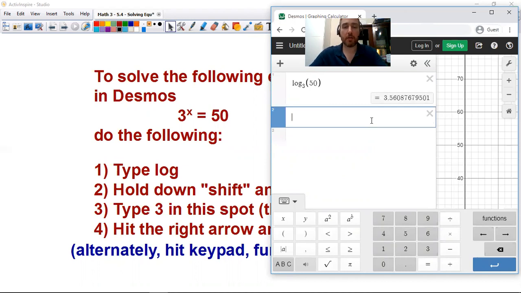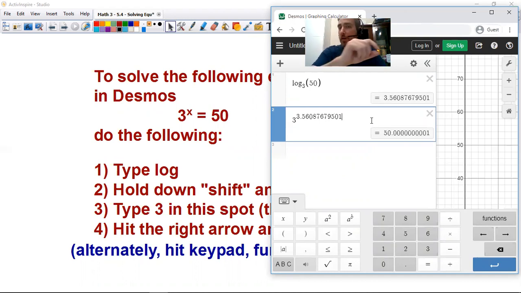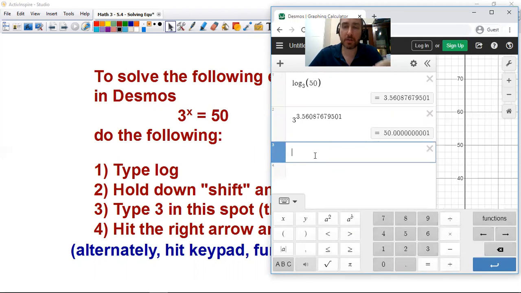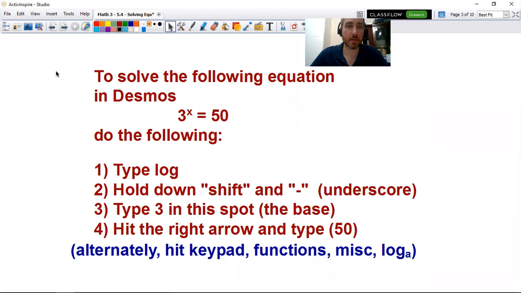So if you want to check it, 3 raised to the 3.5608779501, you get the idea. When you go out all those decimal places, you're going to get your answer, 50. Now, we can round these to 2 or 3 places. That's fine. But understand that the more you round, the less accurate it's going to be in the end. So 3.56 is as much rounding as I would do on this. I wouldn't say 3.5 or 3.6 or 3 or 4. 3.56, at least 2 decimal places.